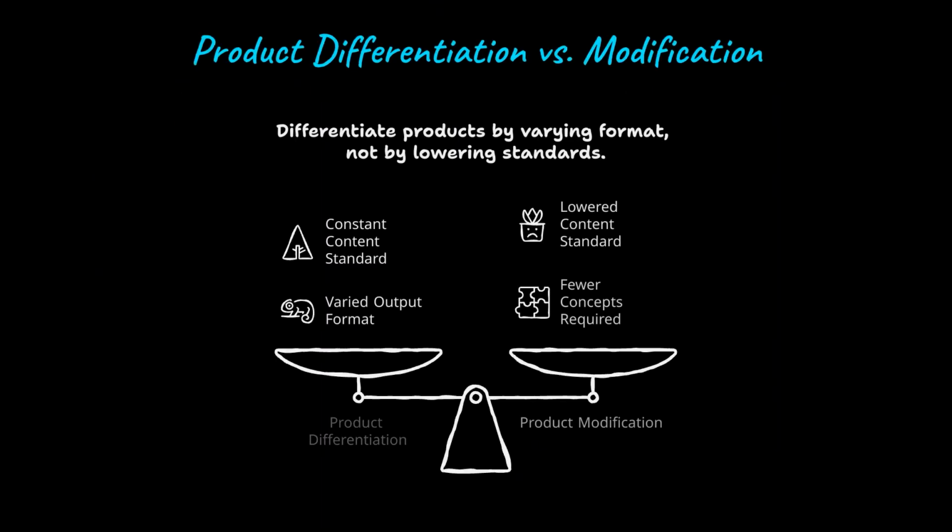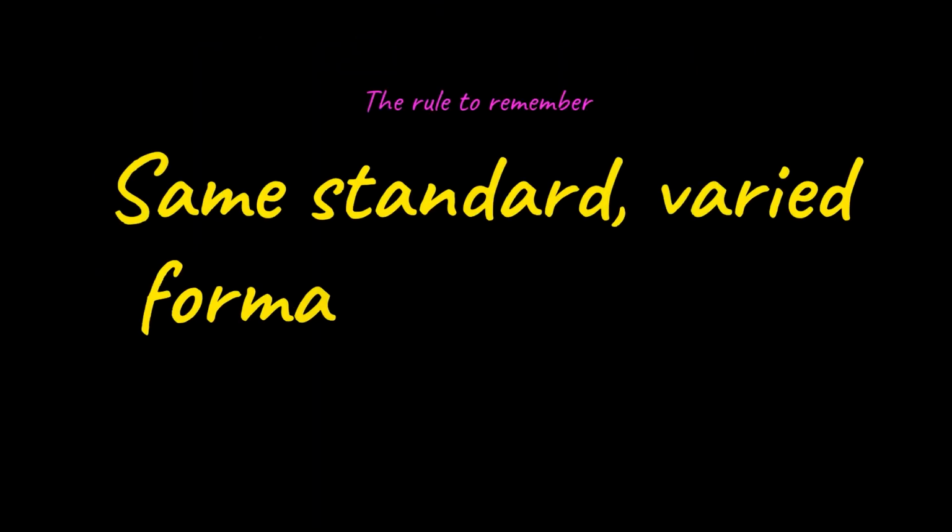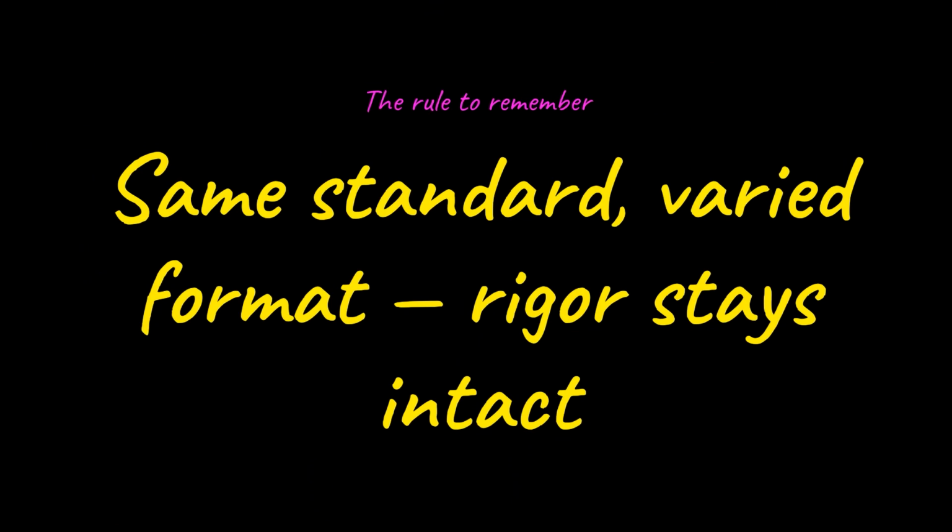The most important exam distinction is between differentiation and modification. Modification lowers the content standard. Product differentiation holds the standard constant. A student who builds a detailed diorama of the water cycle demonstrates the same depth of understanding as one who writes an essay. Shared rubrics built around content and reasoning, not format-specific skills, preserve rigor across all output types. When a stem describes choice in how to demonstrate learning while the standard stays steady, product differentiation is the answer.